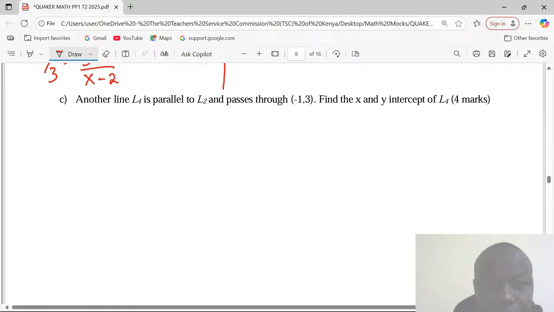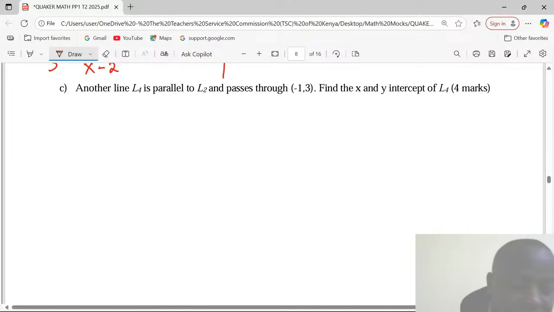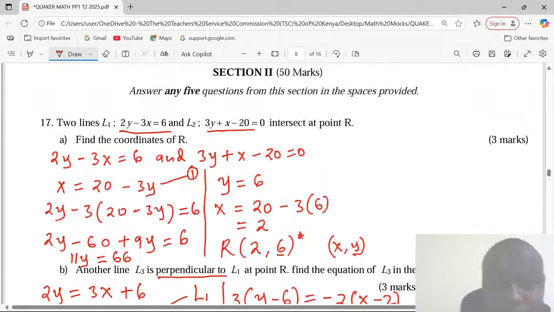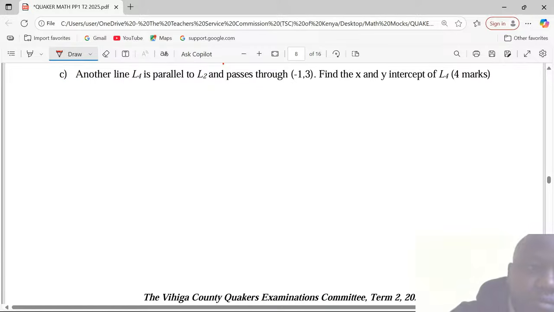Look at part C now, the last part, so that we may get the first 10 marks. Another line, L4, is parallel to L2 and passes through (-1, 3). Find the x and y intercepts of L4. So this L4 is parallel to L2. Let's get L2 first. L2 is 3y plus x minus 20 equals 0.